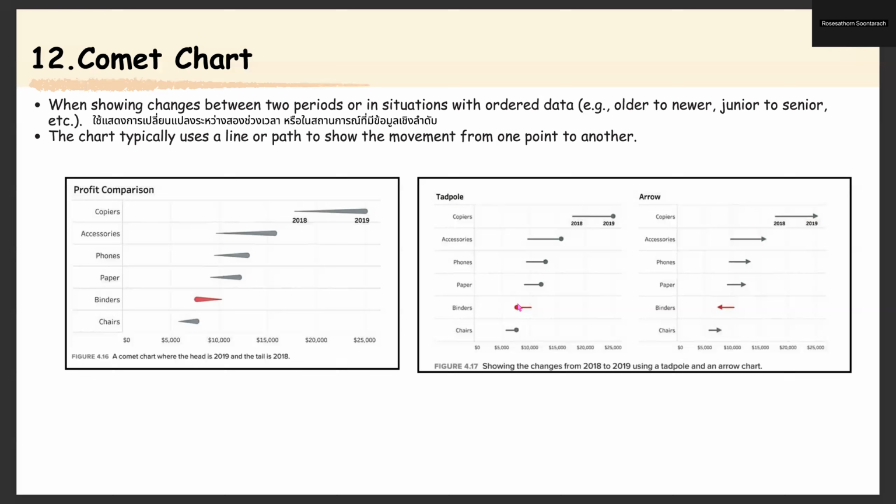The comma chart. When showing changes between two periods or in situations with other data, such as older to newer, junior to senior, the chart typically uses a line or path to show the movement from one point to another, like this. So you can use it as forward or backward.